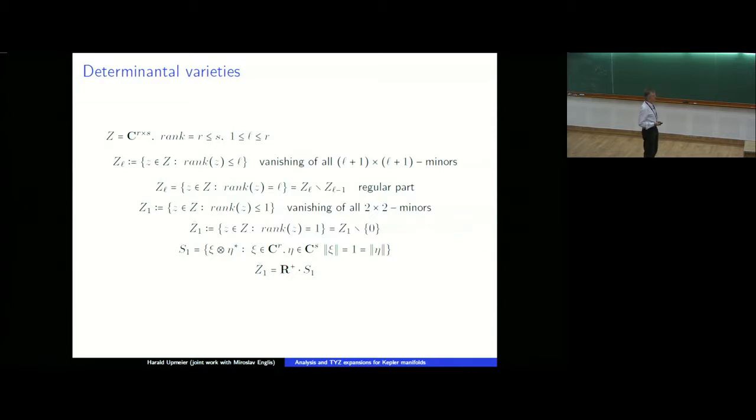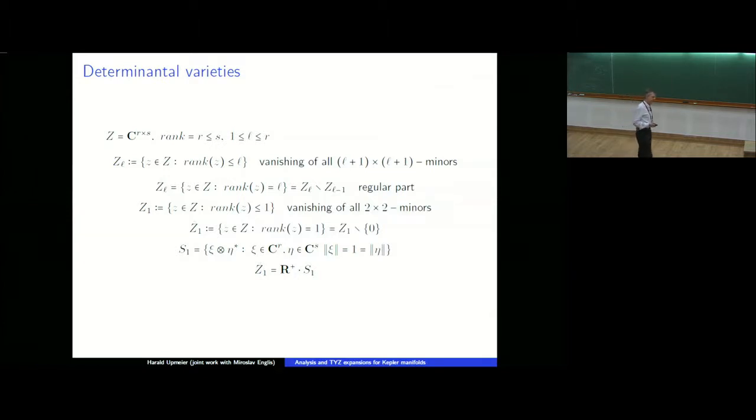So previously we had L equal to 1. Let us write this down in this case. Z sub 1 would be all matrices of rank less than or equal to 1, given by the vanishing of all 2 by 2 minors. And the regular part is just the complement of the origin; the only singularity is the origin in this case, a point singularity.